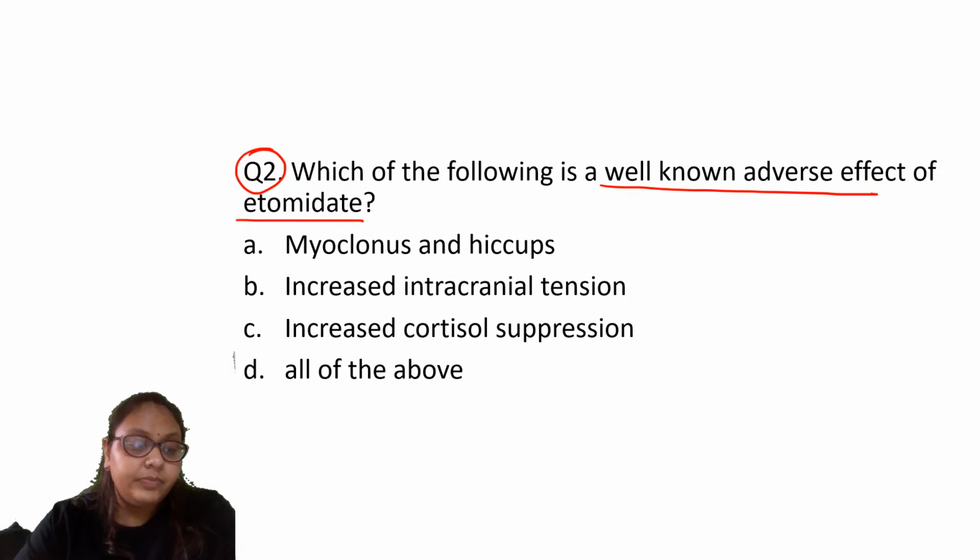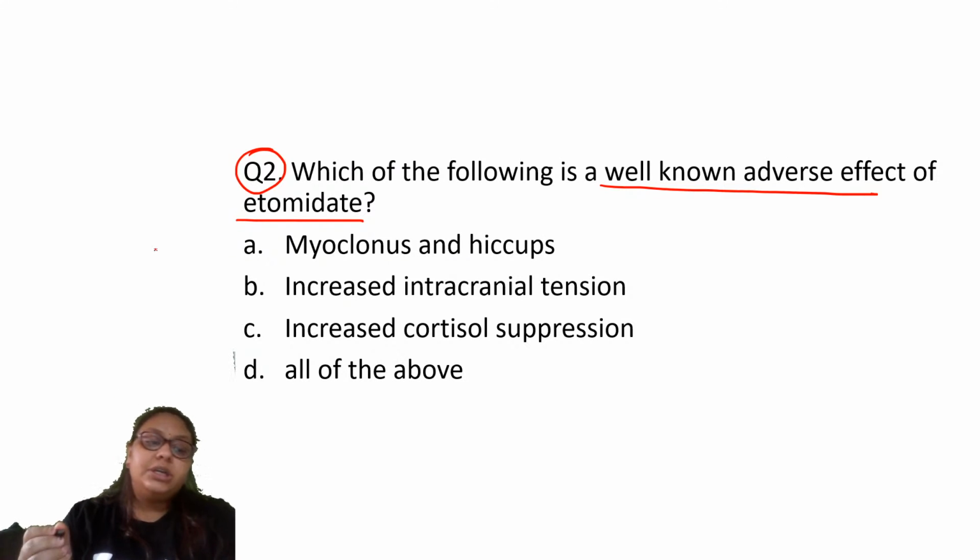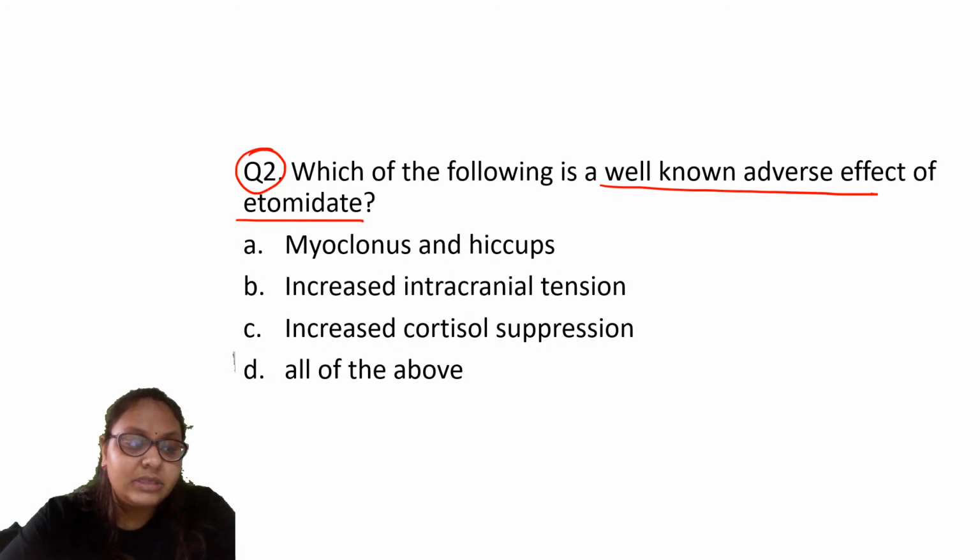Okay. So coming to question 2. Which of the following is a well-known adverse effect of etomidate? Is it A, myoclonus and hiccups, B, increased intracranial tension, C, increased cortisol suppression, or D, all of the above? What should be the answer for this? Please answer this.